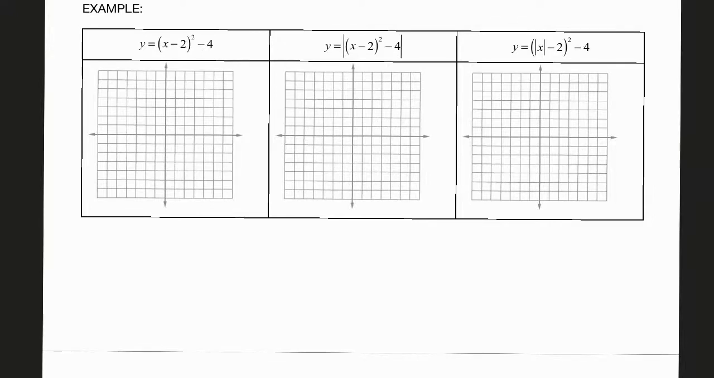Okay, so for this example, they don't give us the original graph. So you are expected to be able to graph this parabola. So let's do that. It has a vertex at 2, -4. 1, 2, 3. Right there's its vertex. Over 1 and up 1. Over 2 and up 4. Over 3 and up 9. 5, 6, 7, 8, 9. Okay, so here is our original.